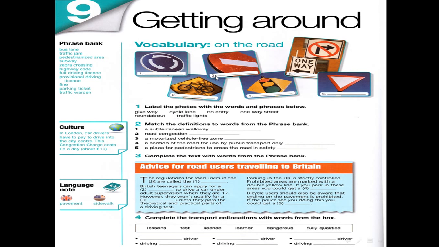Right. 3 here. This sign means on the road, it means no entry. It means you can't get inside this road. You can't drive here. Right. 4. This sign means traffic light. All these, we call it traffic lights, because there are 3 colors.